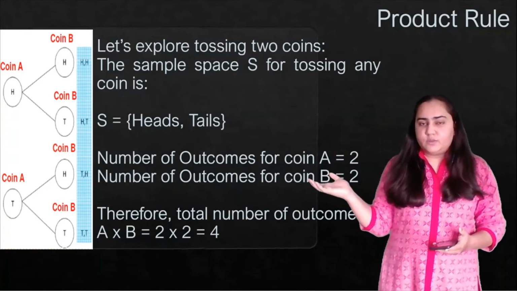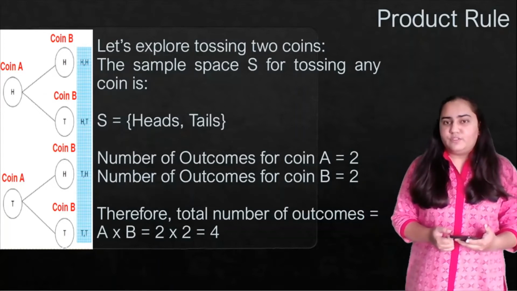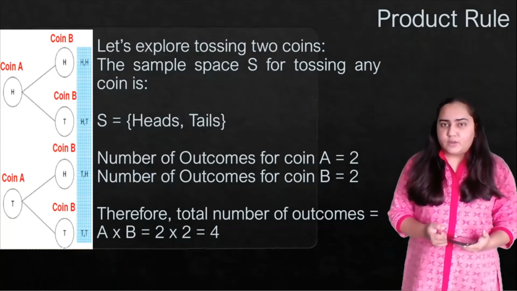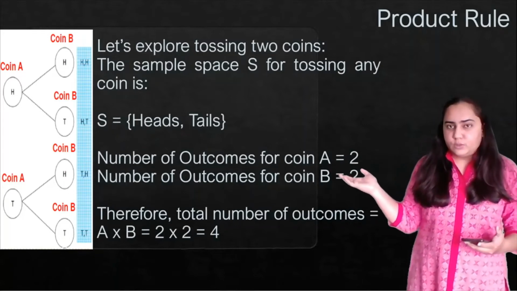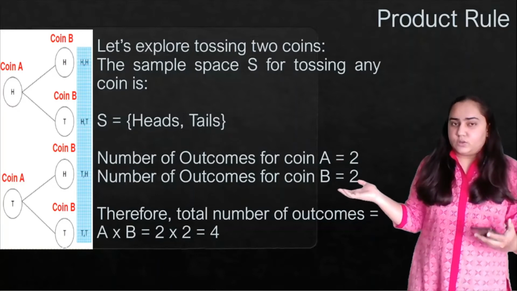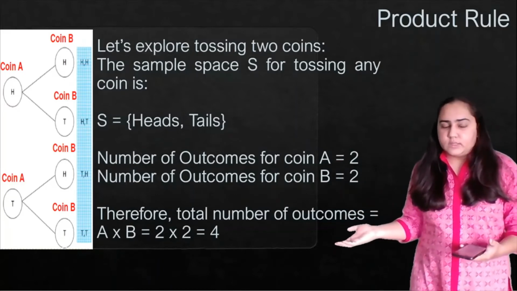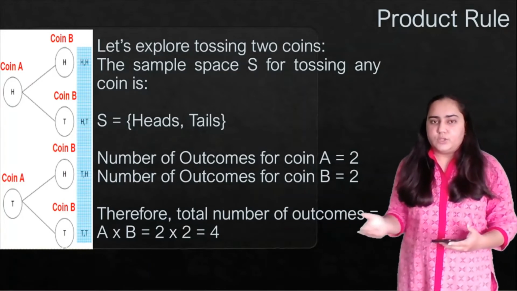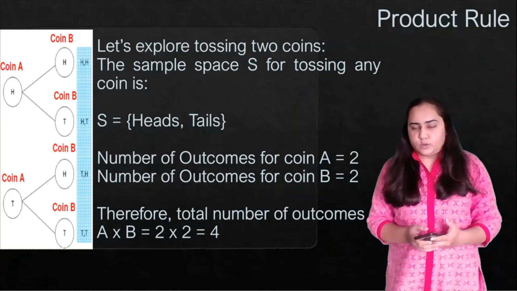So number of outcomes for coin A, because we are talking about tossing of two coins. If you have two coins, the number of outcomes of tossing one coin is going to be 2, and the number of outcomes of tossing another coin B is also going to be 2. So therefore the total outcomes will increase. Now the total outcomes are 2 into 2, which is 4, and not just 2 as we saw before.